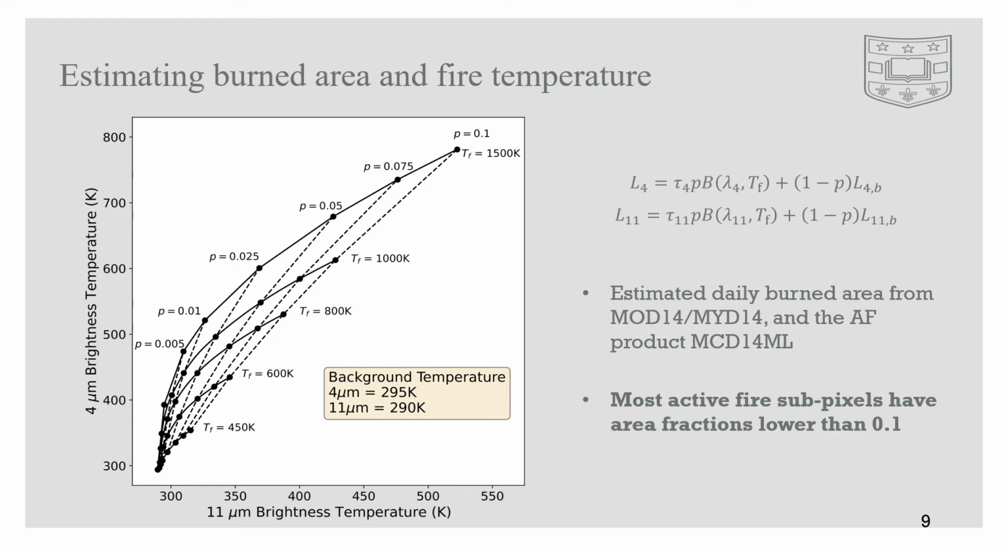Note here, in practice, the background temperature is not constant at all and should be derived from the MODIS products, which include fire radiative power information. After we have detected the temperature, we can retrieve the exact burn area and the fire temperature from this figure.